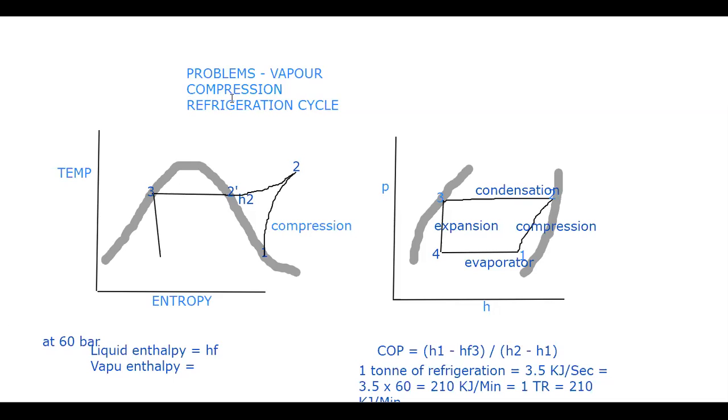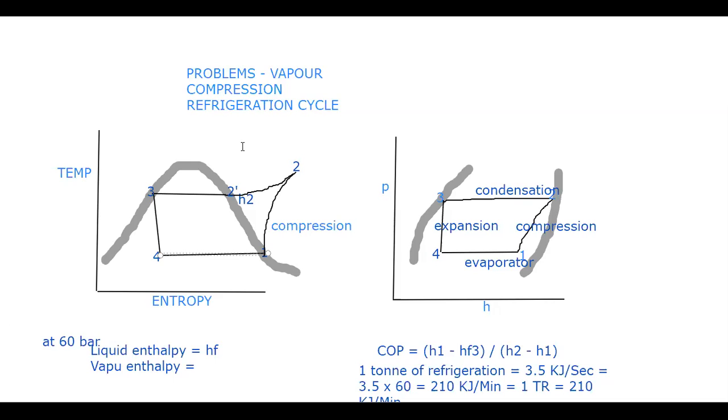Whatever 3 to 4 is expansion, that will be same, and 4 to 1 is evaporation, that will be same. Okay, the only difference, two differences in this problem: before compression it is on the dry saturated curve, after compression it is in the superheated state. Now he has given certain other things.